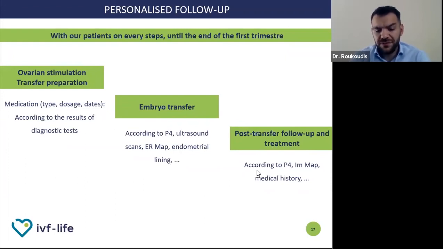according to your progesterone level, we support your progesterone levels with external intake of progesterone. The EMAP test that we have performed before will tell us if it's necessary to give you some immune modulators or antibiotics. And also, depending on your medical history, we will proceed.